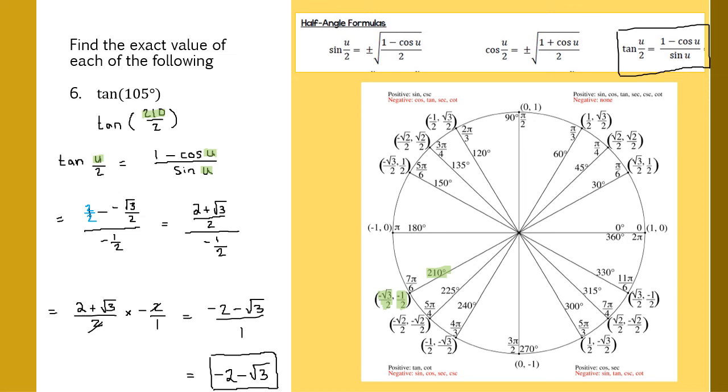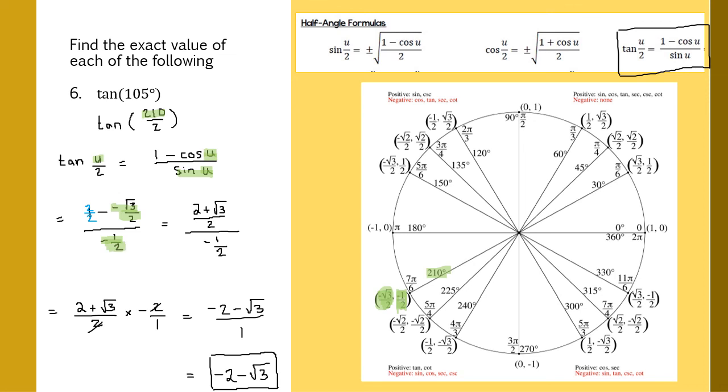And here is your final answer for this one. We ended up with negative 2 minus root 3. So up here in the tangent identity, we did 1 minus the cosine of u. Cosine of 210 was negative root 3 over 2. Divided by sine of u, the sine of 210, or the y-coordinate, is negative 1/2.